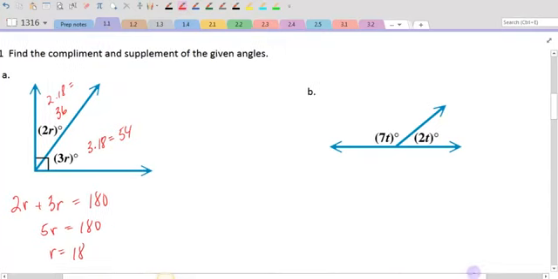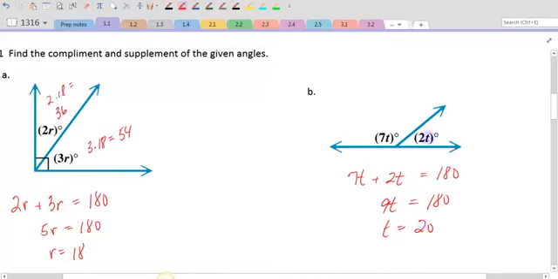Let's look at another example. Here I know that I have supplementary angles. In other words, these two angles are going to add together to give me 180 degrees. So I have 7t plus 2t is equal to 180. So I have 9t is equal to 180. Therefore, t would be equal to 20.